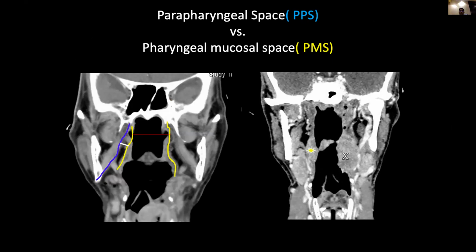So, the pharyngeal mucosal space versus the parapharyngeal space: the disease would start in the pharyngeal mucosal space, and the moment the disease involves the parapharyngeal space, that becomes a T2 disease. And this is an example. The pharyngeal mucosal space is involved over here. The parapharyngeal space fat is not involved. However, on the contralateral side, the parapharyngeal space is involved. That means the disease has become T2 now.